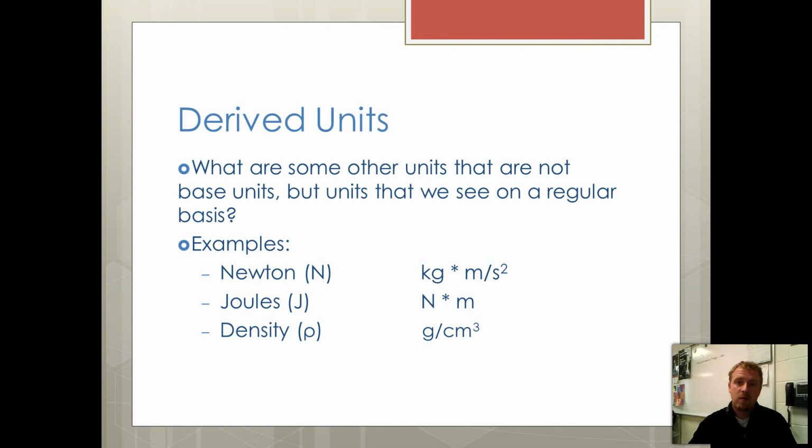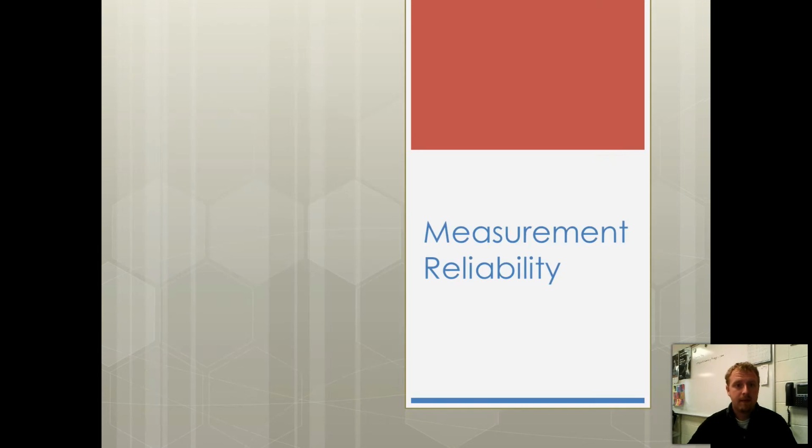So kilogram times meters per second squared is a Newton. And a Newton represents force, so if you take force and multiply it by distance, you get joules. And density, if you take mass and divide it by volume, and centimeters cubed is a unit of volume, you get density. Okay, so keep those things in mind.